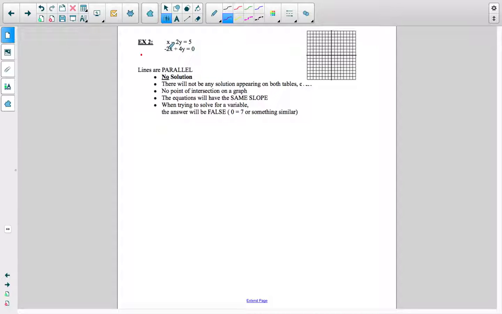And this one looks like it's going to be a little bit easier to create opposites. For example, I know I can get opposite x's right now by doing just a little bit of easy multiplying, because the opposite of negative 2x is positive 2x. So if I multiplied the top by 2, I would create a positive 2x on top. But then I distribute that to everything in the parentheses, so minus 4y equals 10. The bottom equation, I don't need or want to multiply by anything because I already have a set of opposite x's.